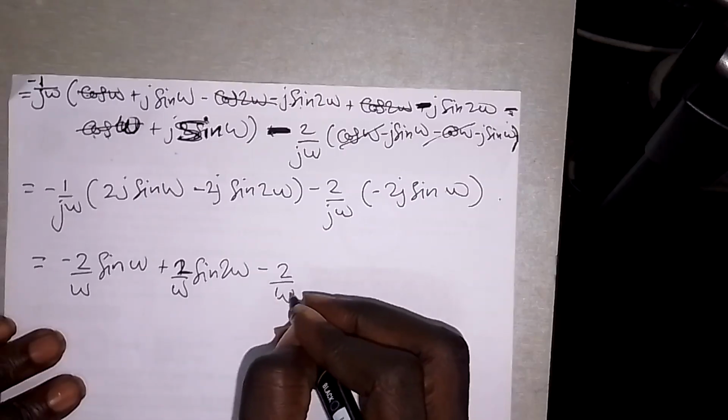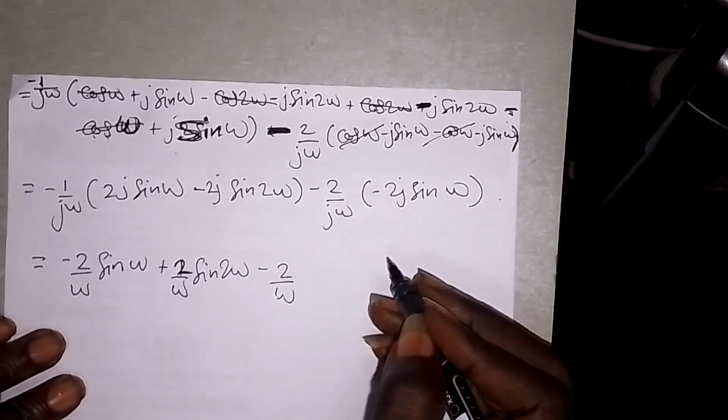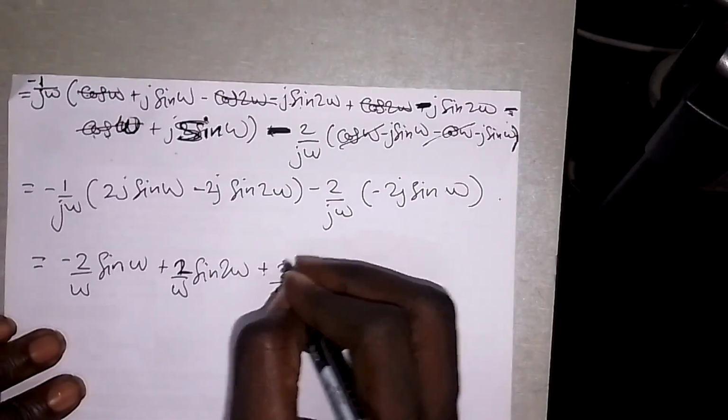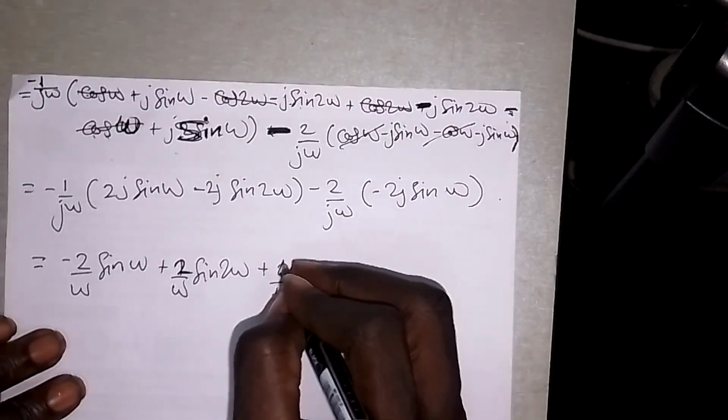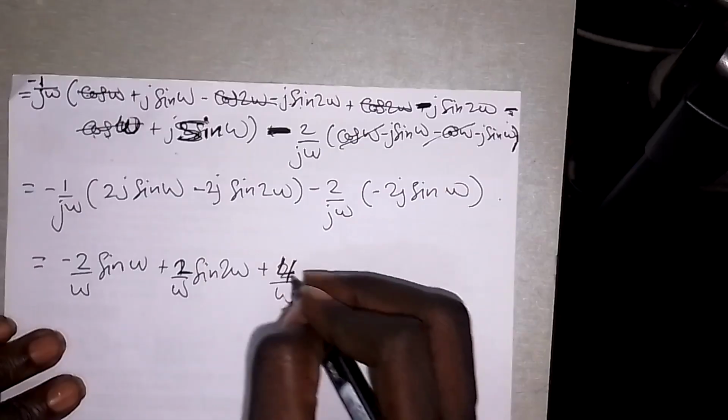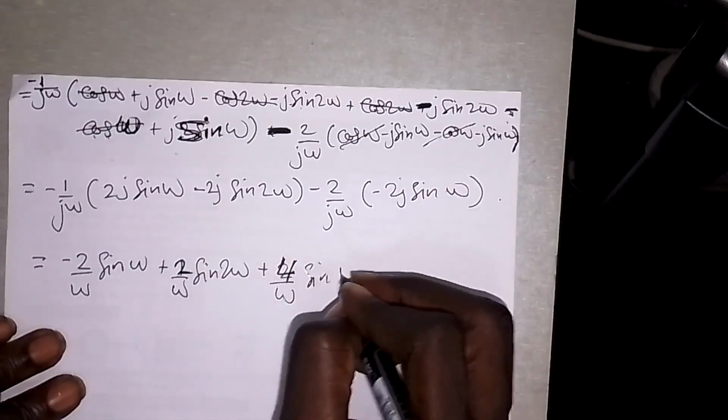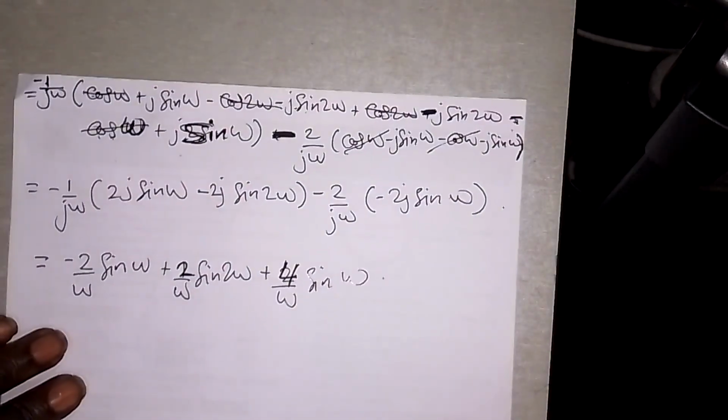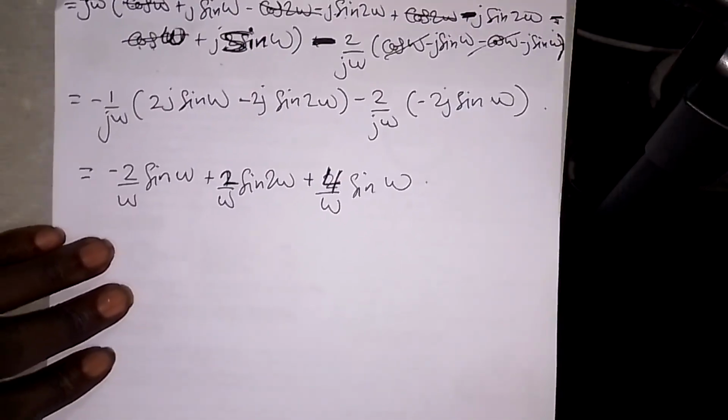And then here I'll have minus 2 on omega, but the negative will be positive, so plus. And this time this will be 4, and then I'll have sine omega.